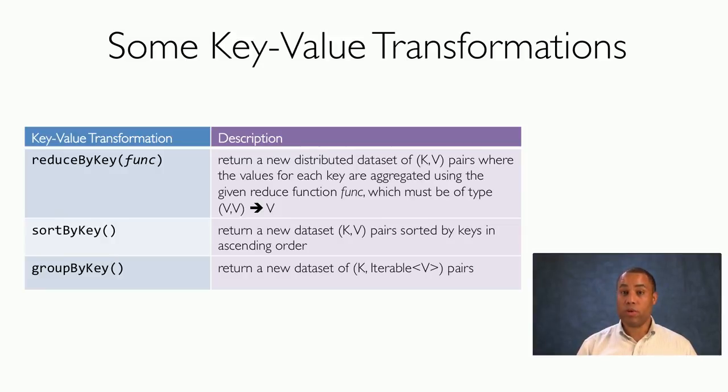And that reduce function has to be of the type takes two values and returns one value. The second key value transformation is sort by key. This returns a new data set of key value pairs that's sorted by keys in ascending order. And the third key value transformation that we're going to look at is group by key. This returns a new data set consisting of key and iterable value pairs.